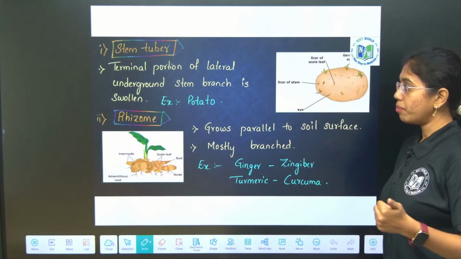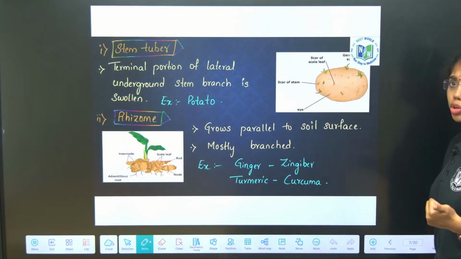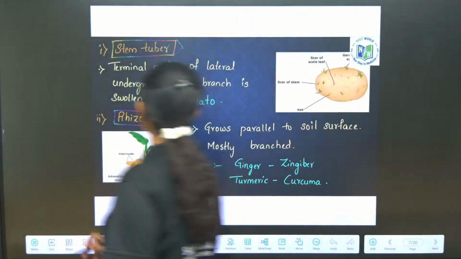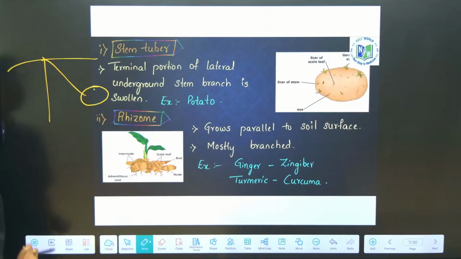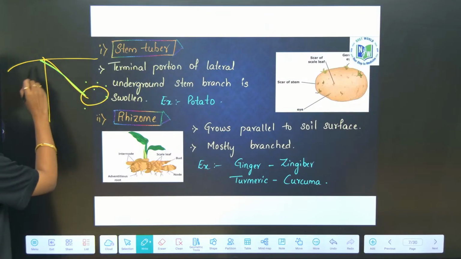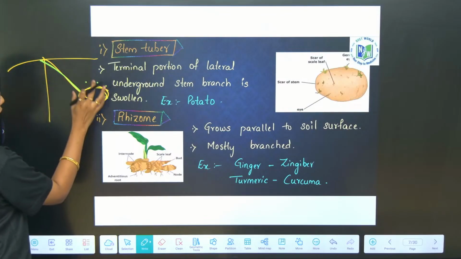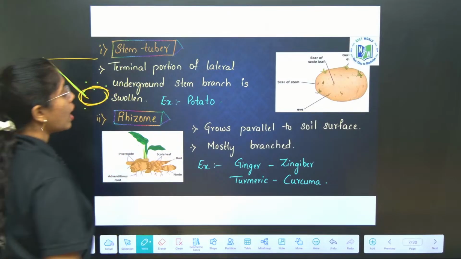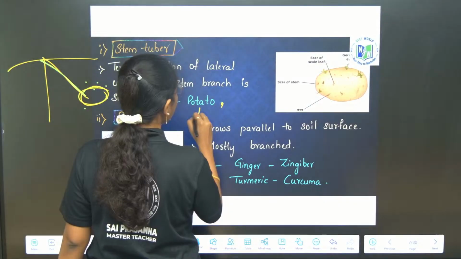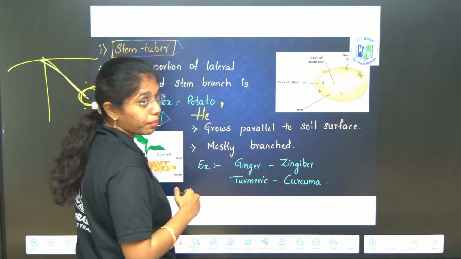First is stem tuber. What is stem tuber? Stem tuber is the terminal portion of a lateral underground stem, which gets swollen. For example, potato, and you can also take Helianthus tuberosus, Jerusalem artichoke.